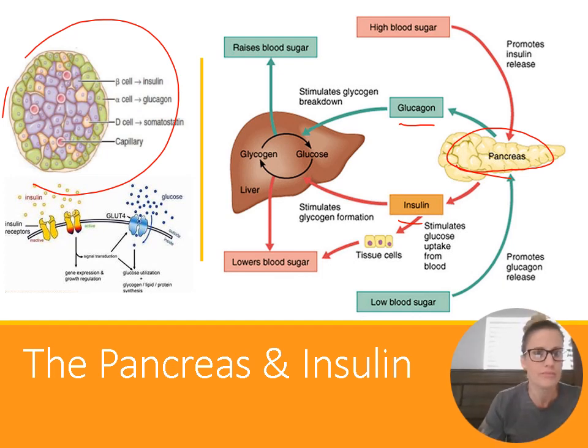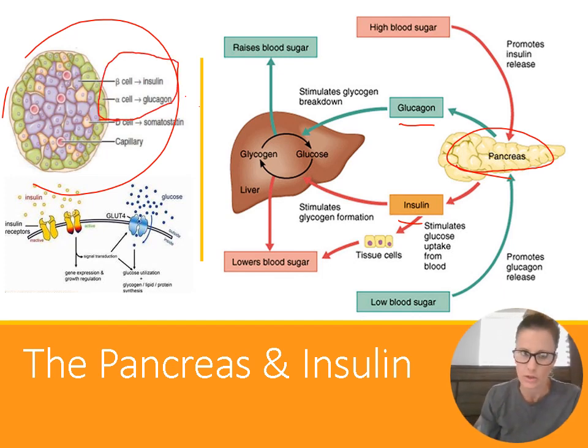Now there are D cells that make somatostatin. That's not really what we're looking at right now. What we're looking at mostly right now are the alpha cells and the beta cells. These alpha cells and beta cells are most important because those are the cells that make insulin and glucagon. Alpha cells make glucagon, beta cells make insulin.